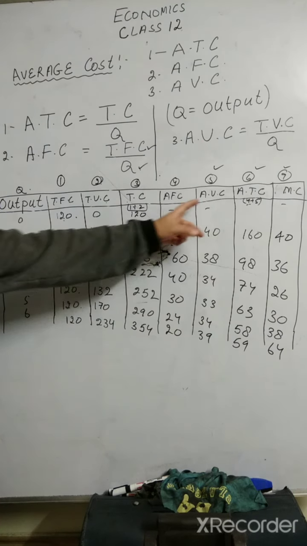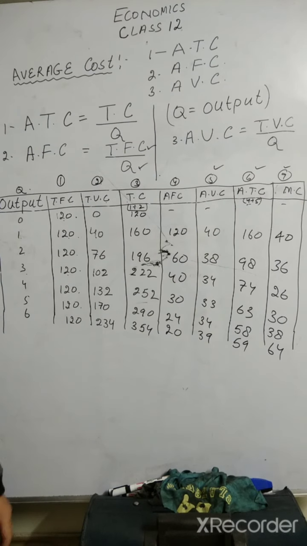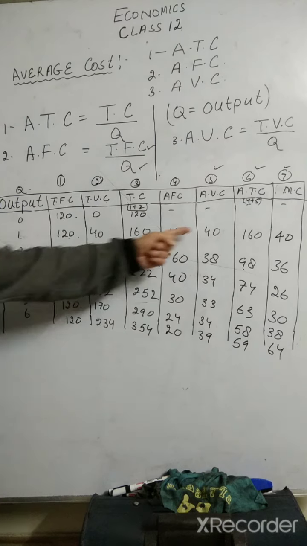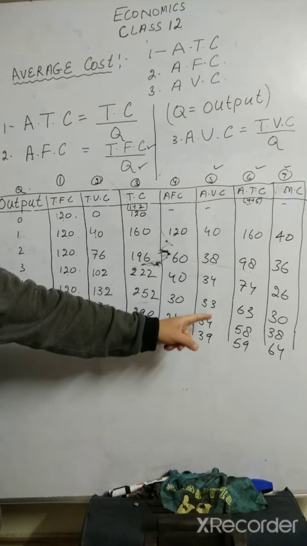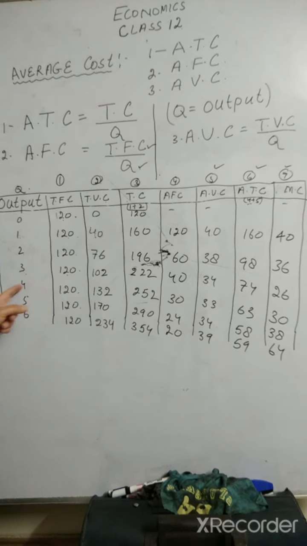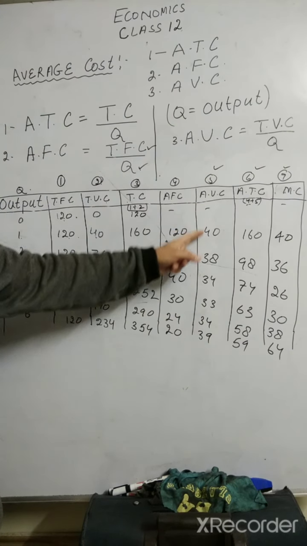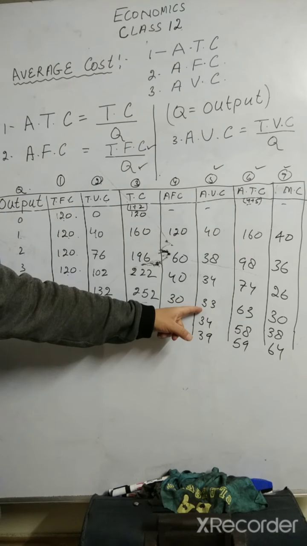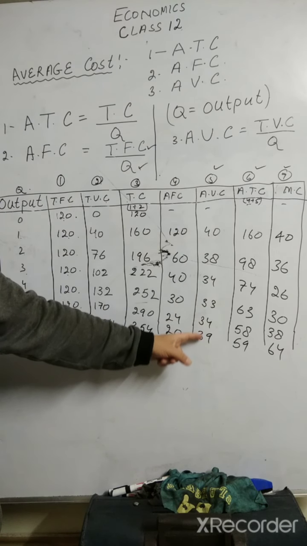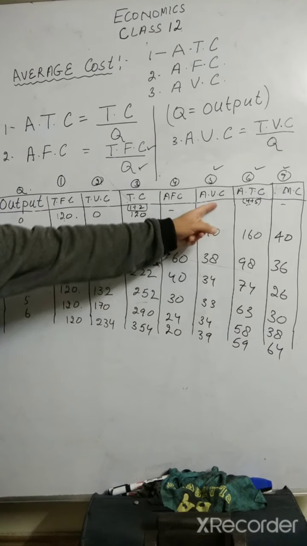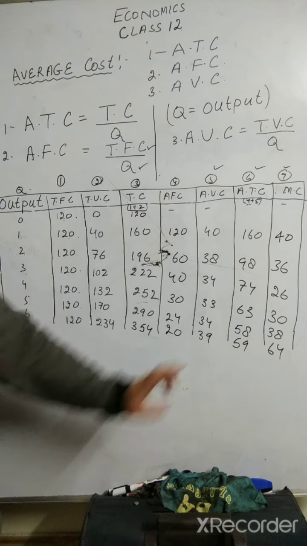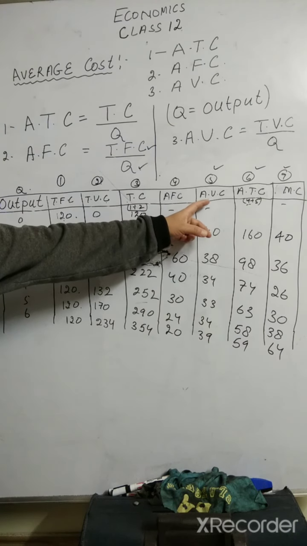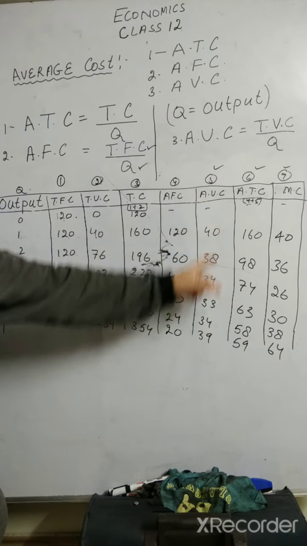Got it. Now, if you see average variable cost with increase in output, it initially decreases. See, this is 40, then 38, then 34, then 33. Up to 4 level of output, this average variable cost in this question is decreasing. After that, it starts increasing. So average variable cost initially decreases, then starts increasing. This is how the average variable cost behaves.